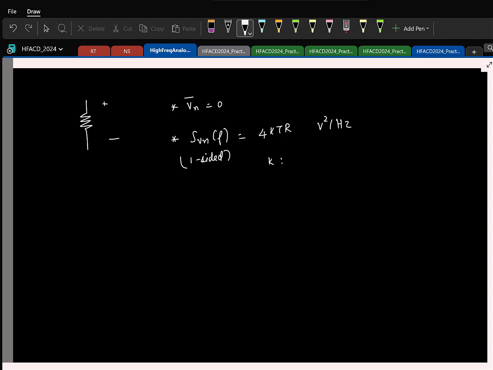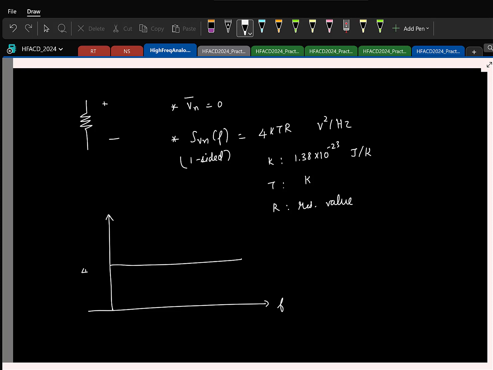So here k is the Boltzmann constant. I'm sure you know the values, 1.38 times 10 to the power minus 23. What are the units? Joule per Kelvin. Remember kT is energy, so k is joules per Kelvin. T is your temperature in Kelvin. And R is the resistor value. And of course 4 is here, 1, 2, 3, 4. So if I now plot this versus frequency, again it's one-sided, I'll have 4kTR constant across frequencies.